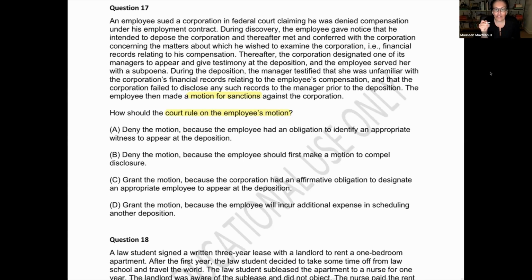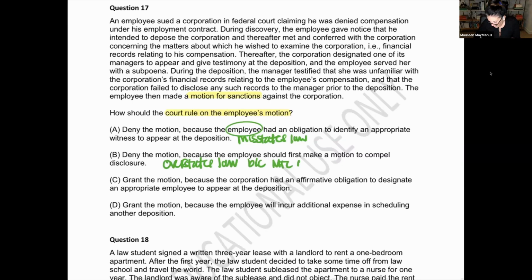A, deny the motion because the employee had an obligation to identify an appropriate witness to appear at the deposition. That's incorrect. This misstates the law. It's not on the employee to identify, it's on the corporation to identify. B, deny the motion because the employee should first make a motion to compel disclosure. You don't have to do that. So again, this misstates the law because it's not required. Actually, I'm just going to say it overstates the law.